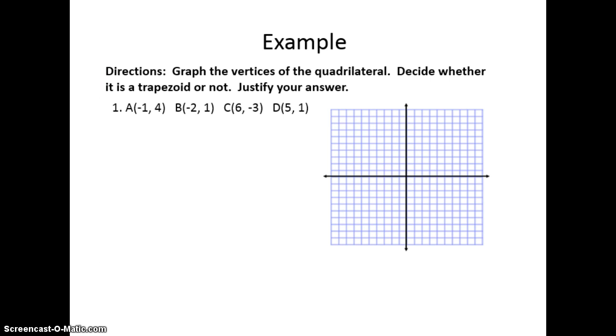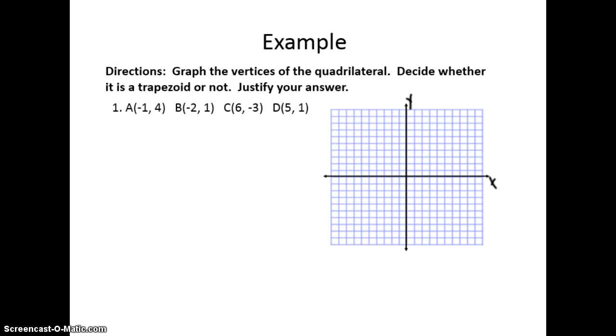Let's look at an example. We want to graph the vertices of this quadrilateral and decide whether it is a trapezoid or not. So first, remember when you graph, you have x and y coordinates, so x axis and the y axis, and you need to plot these points. And as I work these out, try to push pause on the video and work these out on your own.